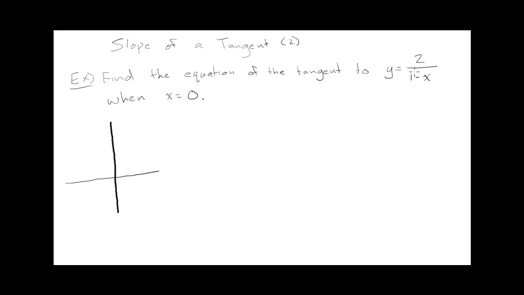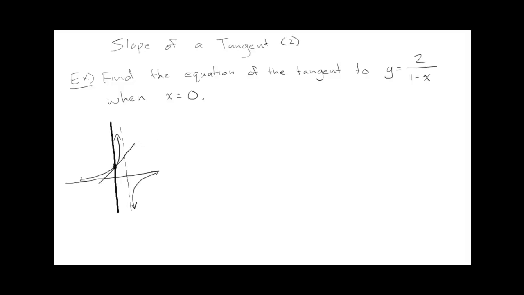So hopefully we recognize what type of curve this is. There's an asymptote at 1, and the y-intercept, in fact the f of 0, would be 2. There's a horizontal asymptote at 0, so it looks something like this. So we want the equation of the tangent, so that's this line here.